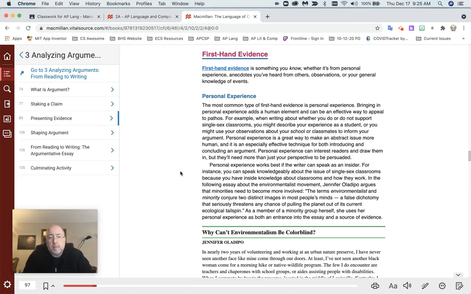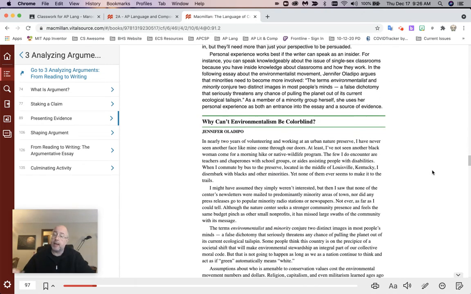First thing, today we're going to talk about firsthand evidence and secondhand evidence. Firsthand evidence is the evidence that you know from your personal experience. There's a couple of different ways to leverage that. The first is talking about personal experience. Personal experience is valuable, and it connects to ethos.